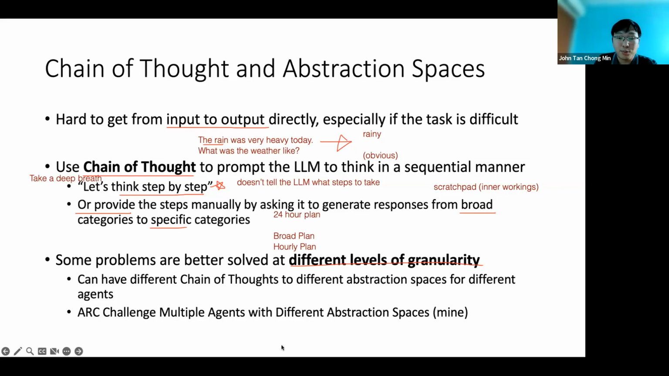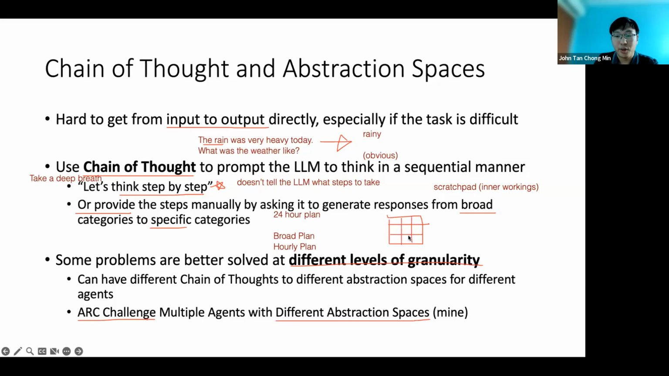So this is what I call abstraction spaces. And I'll be talking about the ARC challenge soon. I asked it to go into object space and pixel space, and this works way better than just having one generic abstraction space, like maybe the 2D grid for the ARC challenge. The ARC challenge, for those who don't know, is like an IQ test of different colors of pixels.